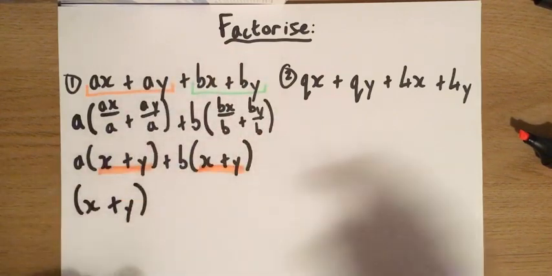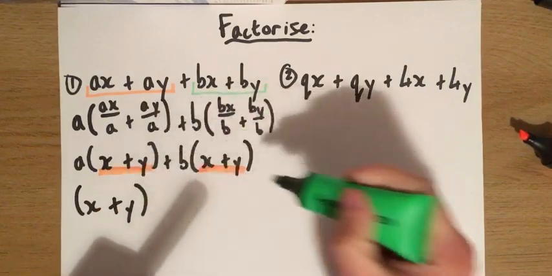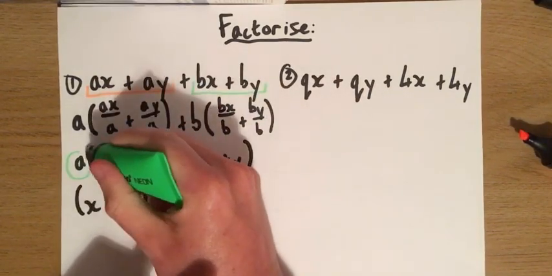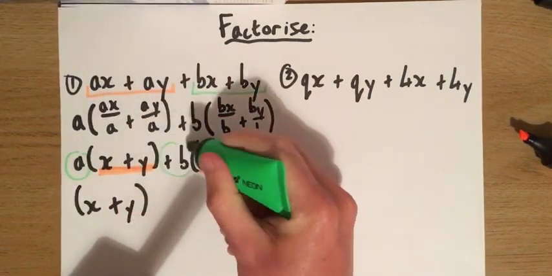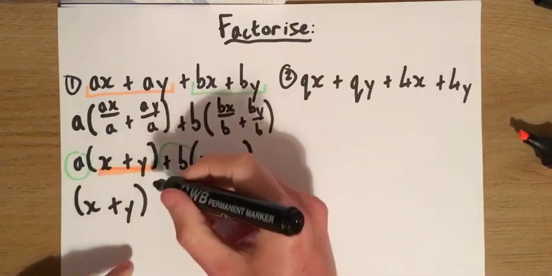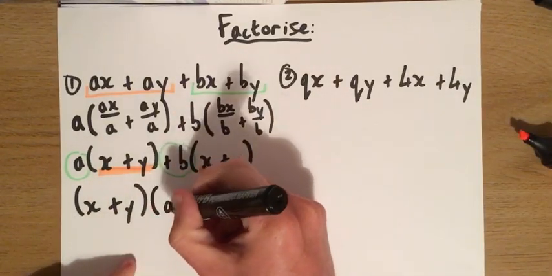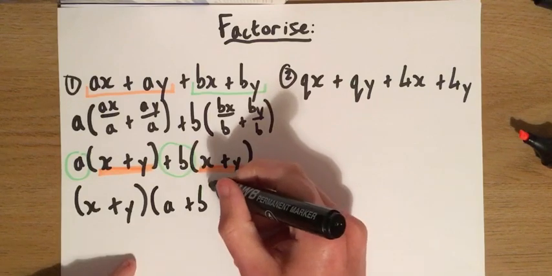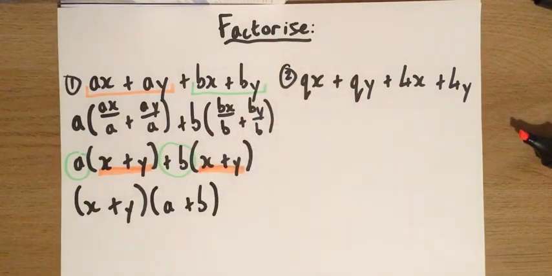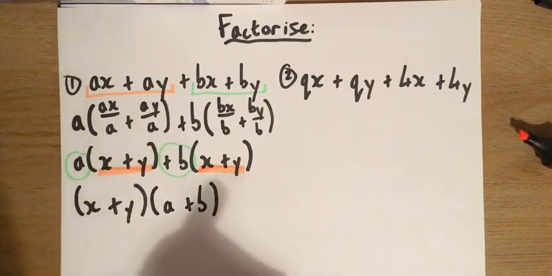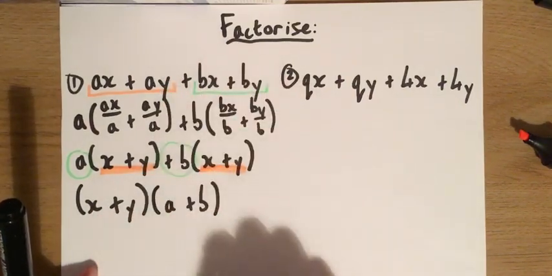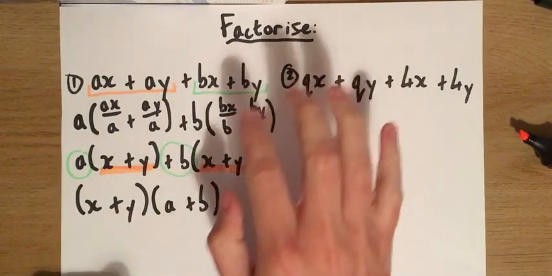And if you factorize that x plus y out, what are you left with? You're left with the a plus b. Okay, so you put that in another bracket. And that's the final answer to that question. Okay, x plus y multiplied by a plus b. All right. If you were to multiply this out, you'd get back to this. You'd get back to your question.